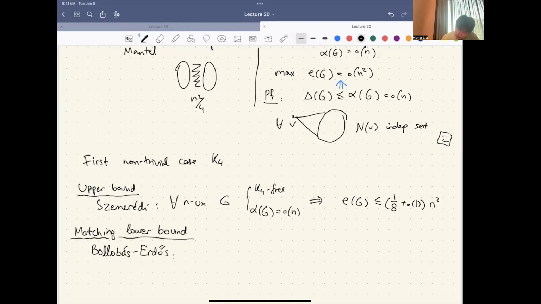So that there exists an n-vertex graph G, which is K4-free, alpha of G is little o of n, and E of G is (1/8 - o(1)) n squared.